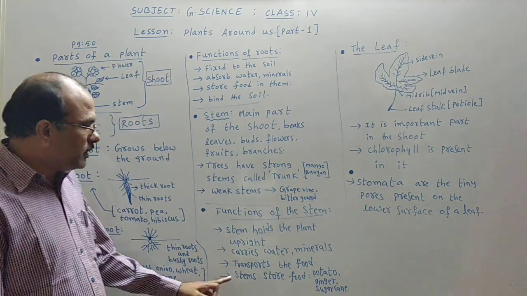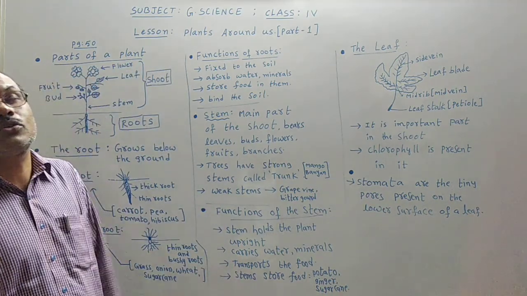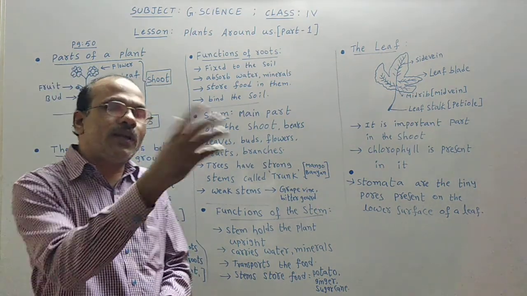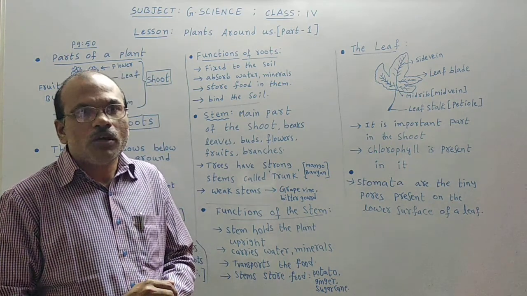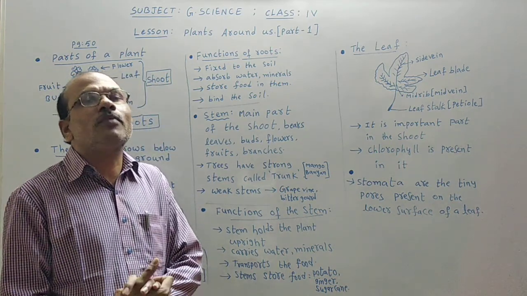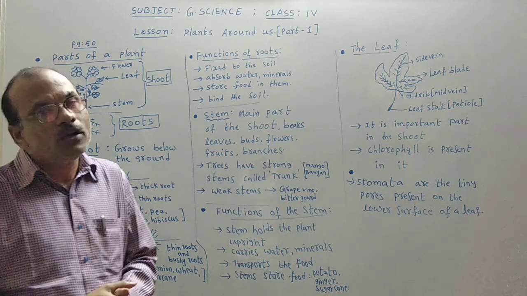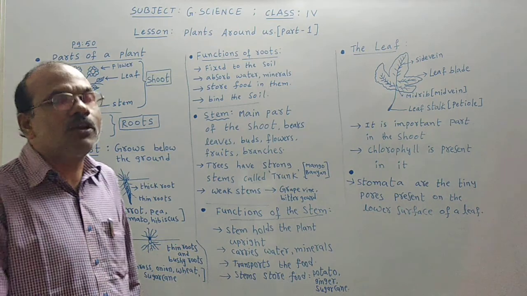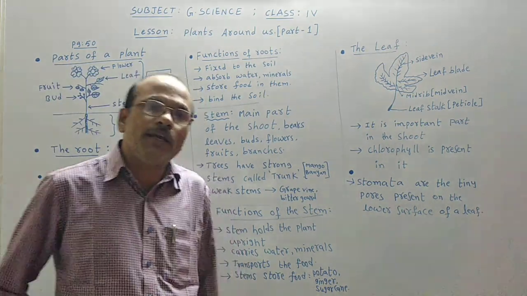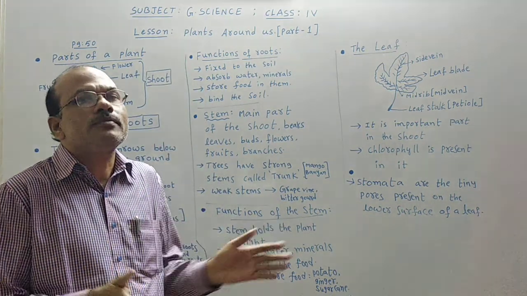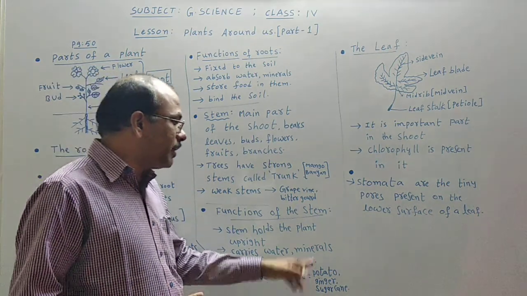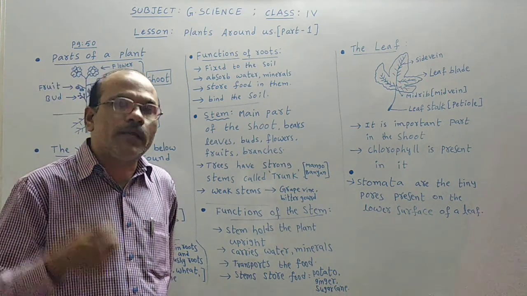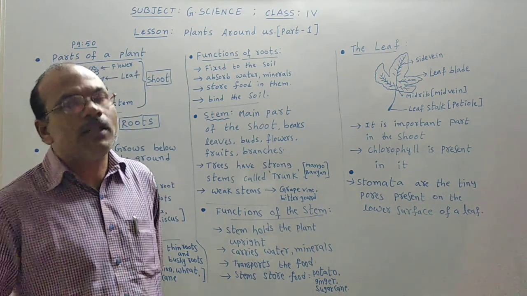Okay. Then stems store food. Stems also store food in them. When you see the potato plant, potatoes will not grow above the ground. Potatoes will grow below the ground only. In the form of stem, those will grow. Potato, ginger and sugarcane. Yes, sugarcane will grow above the ground, but in the form of stem, they will store food. Ginger and potatoes will grow inside the layers of the earth, and by digging or by plowing the field, they will come out.